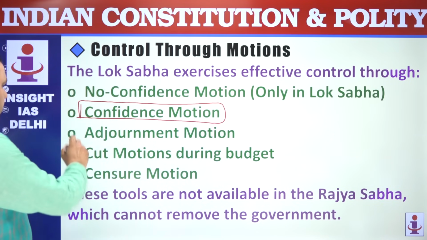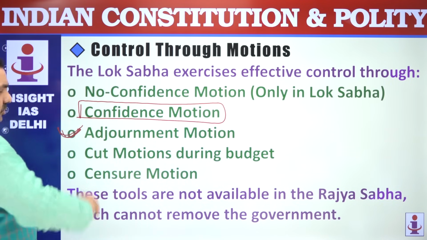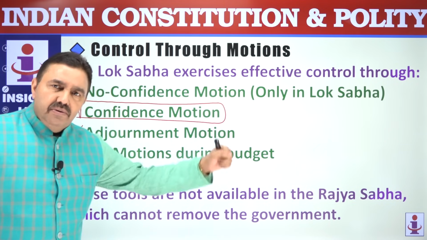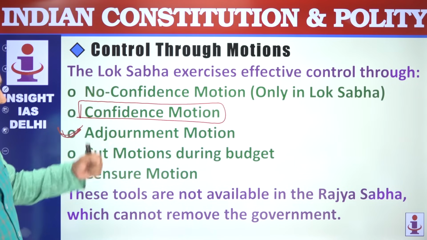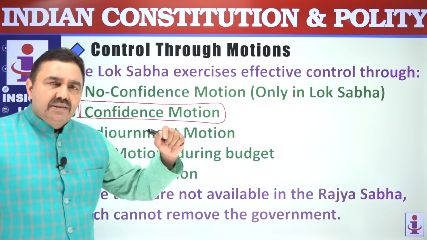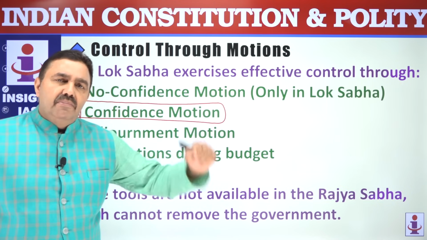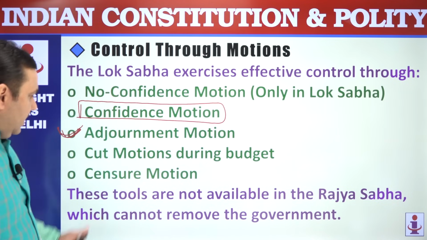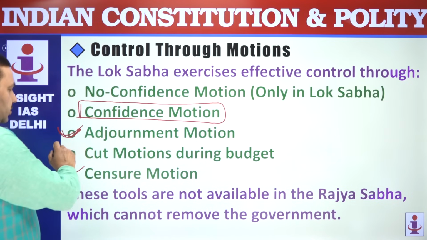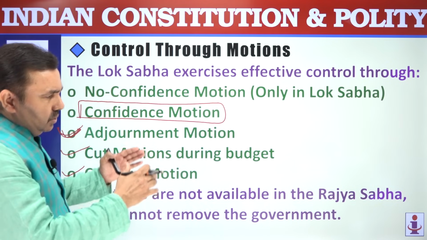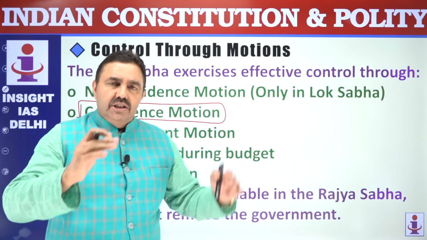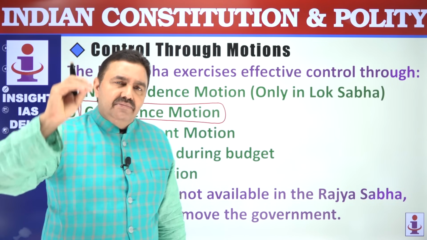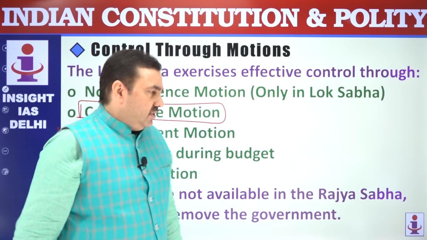Adjournment motion. During discussion, members of Lok Sabha can seek adjournment, can force the government to bow down in front of the house. Cut motion during the budget. If a cut motion is passed, that is a public censure of the government, that we are not happy with your policy and you do not have our confidence. Censure motions. All these motions are available to Lok Sabha. These motions are not available to Rajya Sabha. So Lok Sabha keeps effective control on the activities of the government, the Council of Ministers, or the executive.